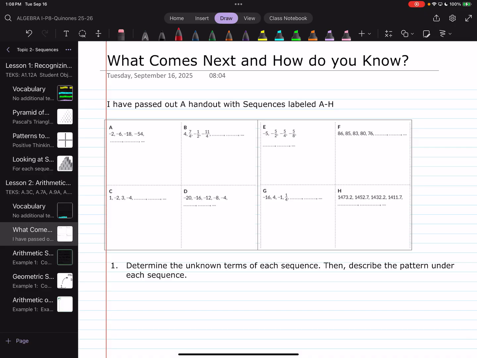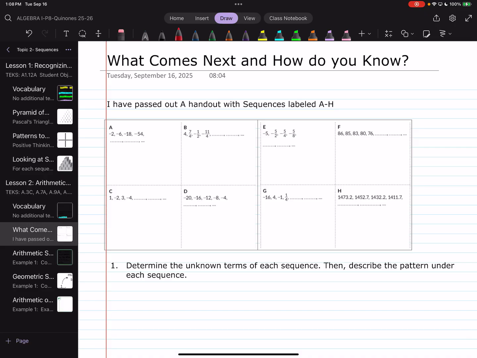Okay, I have passed out a handout with sequences first. That's the only one I want you to focus on right now. I want you, with you and your group, for the next 5 minutes, actually let's bump it to 7. For the next 7 minutes, I want you to fill in the next two terms of the sequence.